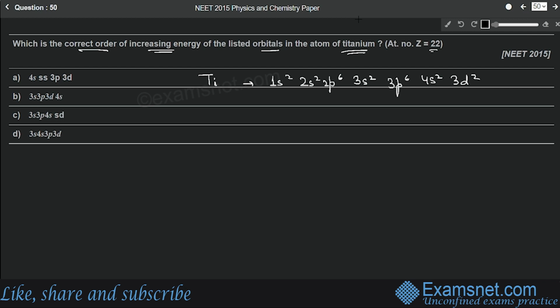So till 2p6 it is not mentioned in the options. Okay, it is mentioned 3s onwards. So here we can see that 3s, then 3p will come, then 4s will come, and then 3d will come. Okay, this is the correct order of increasing energy. So 3s, then 3p, then 4s, then 3d. That means option number C. So option C will be the correct answer.